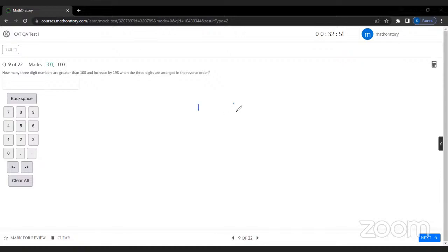So it can be from 1, 3 to 7, 9. So there are 7 possibilities here. And in each possibility, the middle one can be occupied by 10 digits. The middle one can be anything. So the total will be 70. So there should be 70 such numbers.